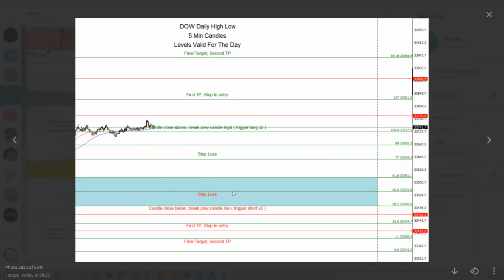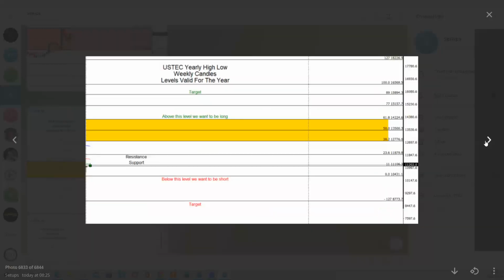at the 50. Remember, guys, as soon as we hit the first red line, we move our trailing stop to entry. As soon as we hit the first TP, move our trailing stop to the first red line. And as soon as we hit the second red line, we move our trailing stop to the first TP.